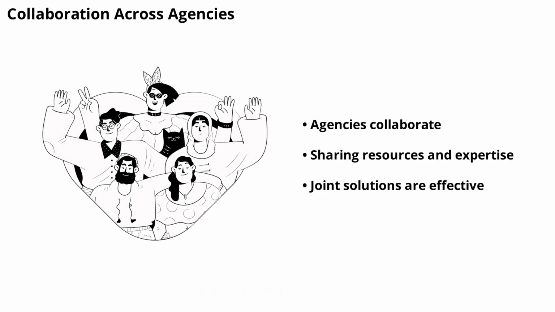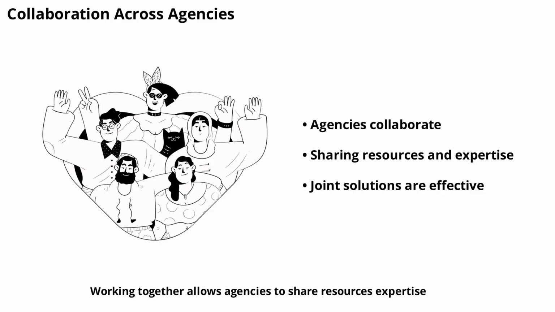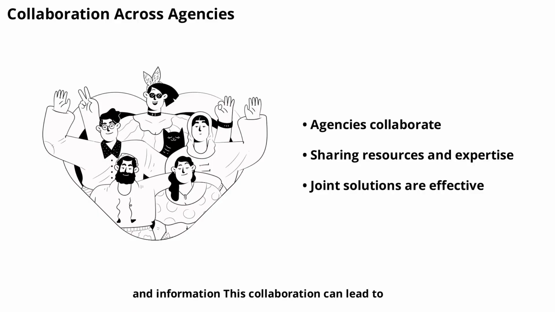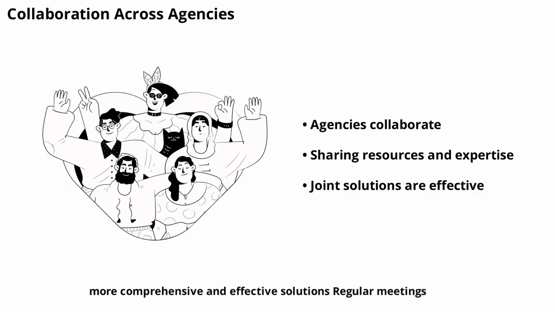Many government programs require collaboration between multiple agencies. Working together allows agencies to share resources, expertise, and information. This collaboration can lead to more comprehensive and effective solutions. Regular meetings, joint task forces, and shared databases are common ways agencies coordinate their efforts.